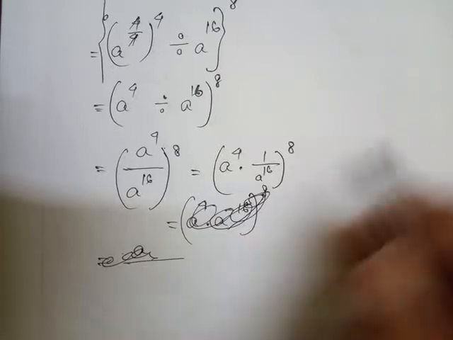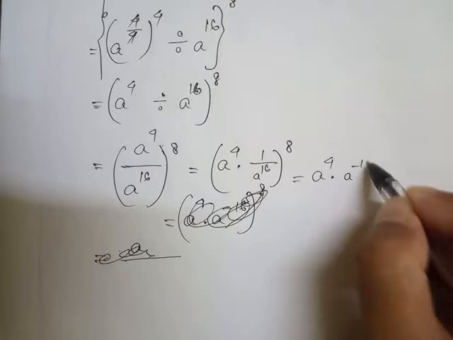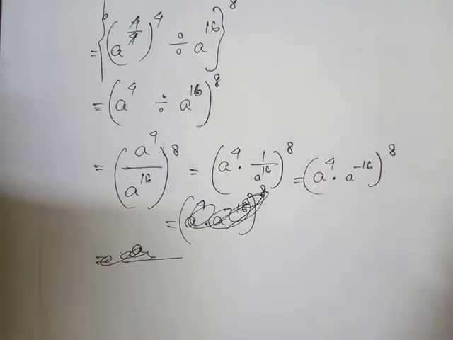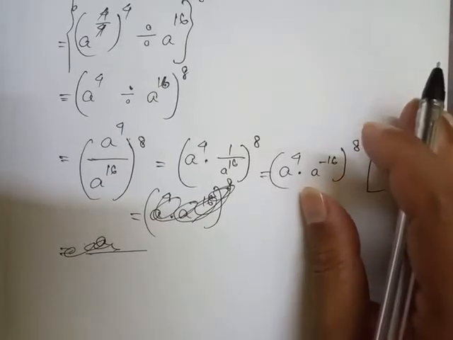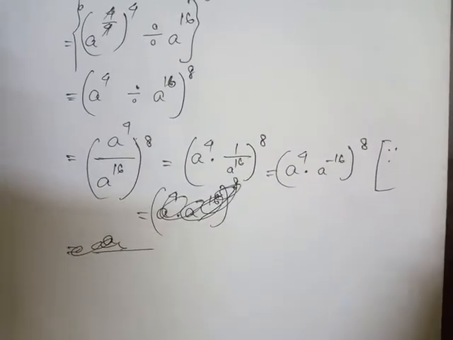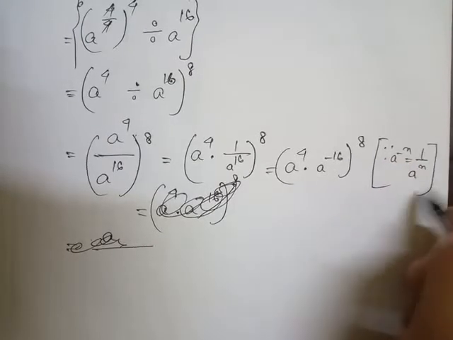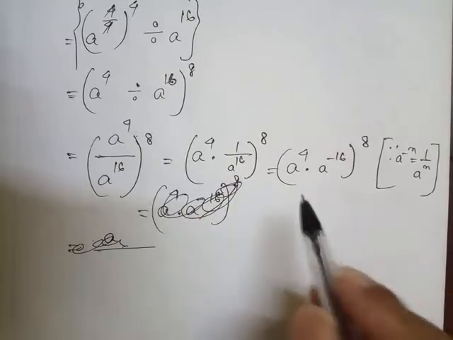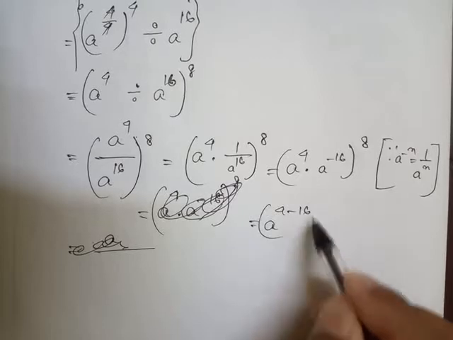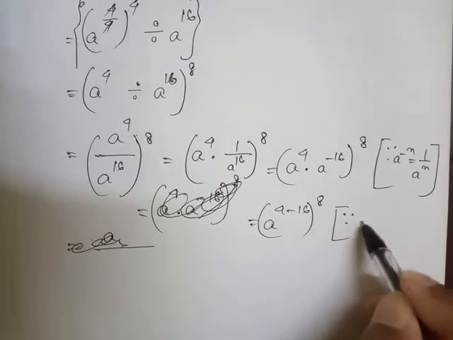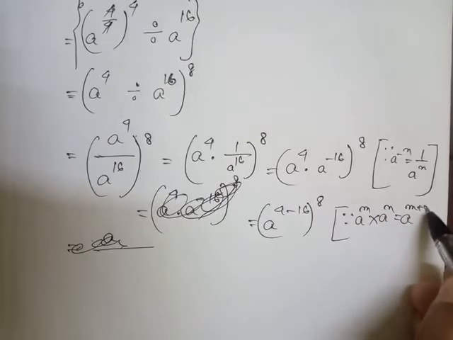Now look, just after that, a to the power 4 into a to the power minus 16 whole to the power 8. Now why I have written this one, look, since the formula is a to the power minus n equal to 1 by a to the power n, that formula I am using here. Now after that, base same power should be added, so a to the power 4 minus 16 whole to the power 8, and here also using the formula a to the power m into a to the power n equal to a to the power m plus n.